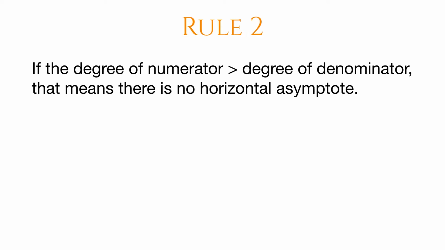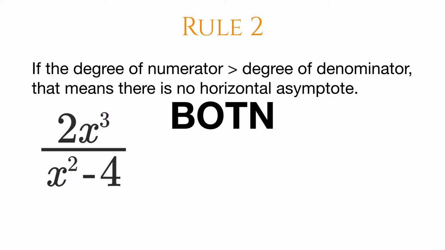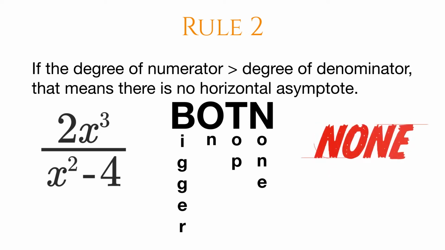Rule number 2. If the degree of the numerator is larger than the denominator, then that means that there is no horizontal asymptote. So that would be like this. If you look right here, third degree compared to second degree, the bigger one's on top. So we use BOTN. Bigger on top, none. And in that case, there is no horizontal asymptote.